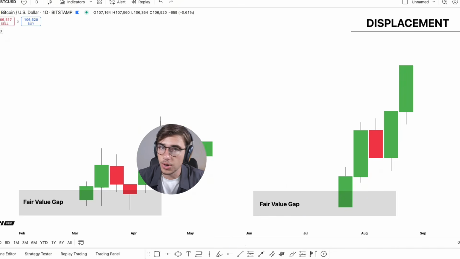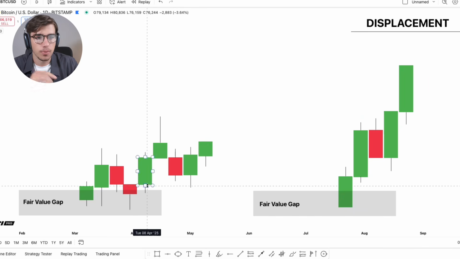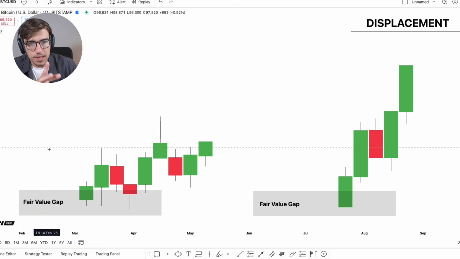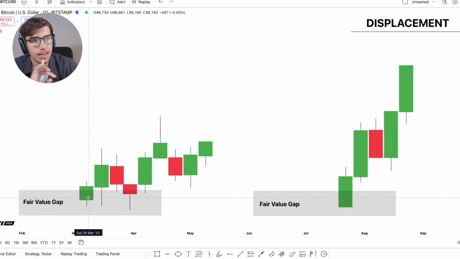Now, a less common terminology is what we call displacement. Now, displacement is essentially what I like to refer to as a word used for volume. So let me give you an example. Let's say that this right here is a fair value gap as I've written out. We expect the market to come down, hit the imbalance, and then rally higher.